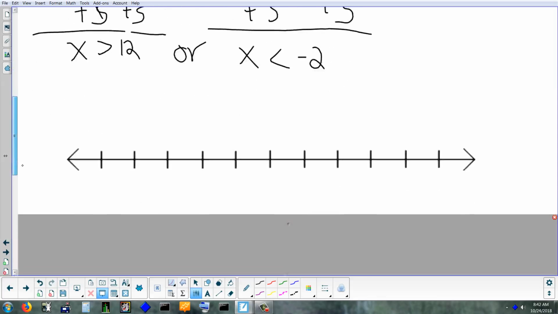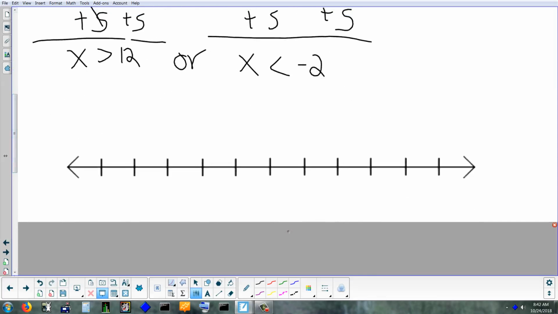Now we got to graph it. Again, we're not looking at your knowledge of how to set up a number line. Like I said, tomorrow on the test and on your homework tonight, the number line will be numbered for you. All right. So I'm just gonna go by 2s. I'm gonna go 0, negative 2, then 2, 4, 6, 8, 10, 12, 14.